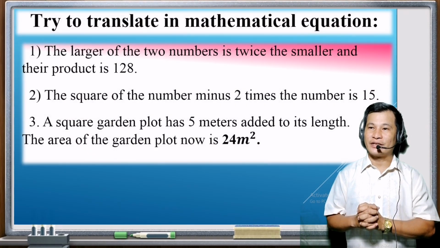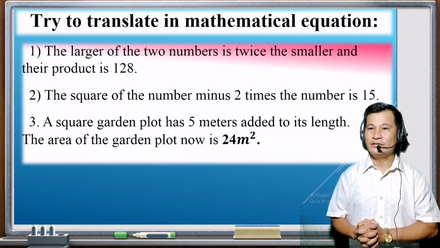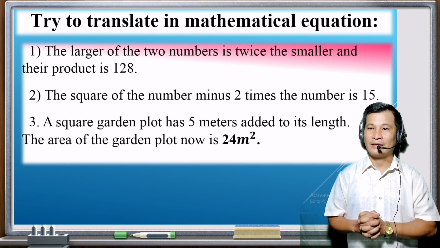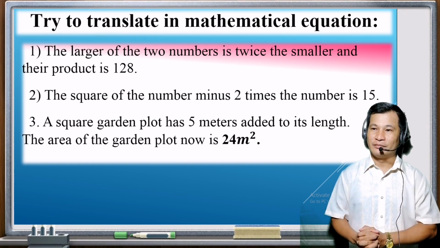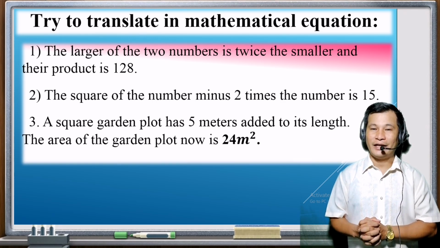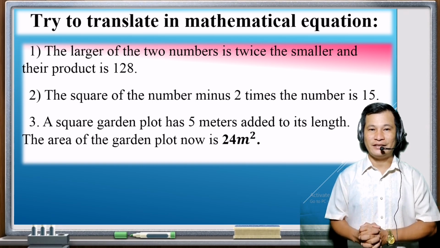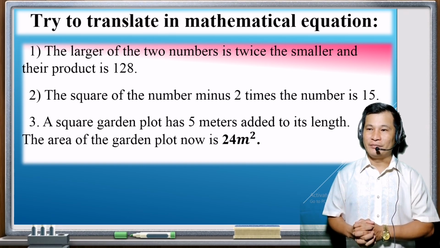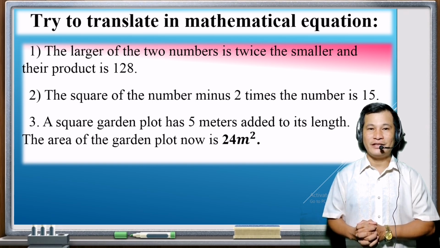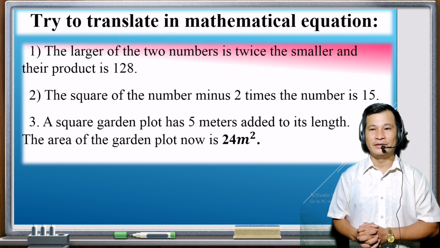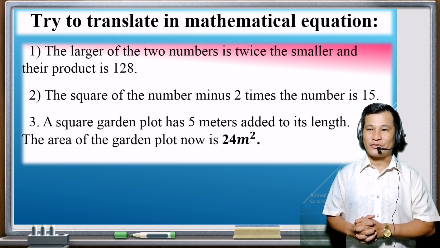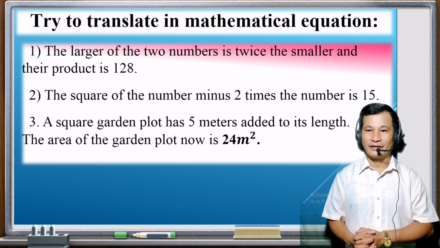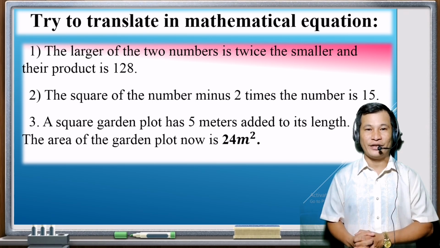And now you are going to translate into a mathematical equation the following. Number 1, the larger of the two numbers is twice the smaller and their product is 128. Number 2, the square of a number minus 2 times the number is 15. Number 3, a square garden plot has 5 meters added to its length. The area of the garden plot now is 24 square meters.